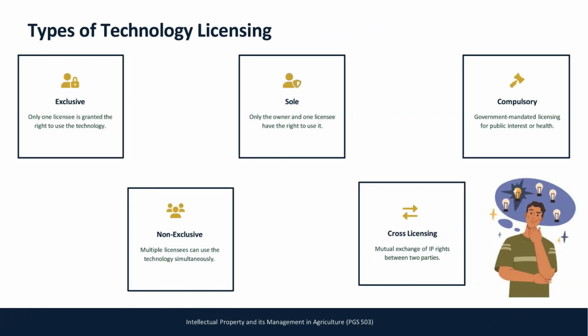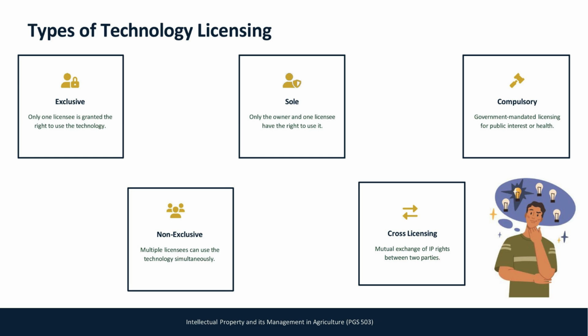Now, let us discuss the types of technology licensing. The first type is exclusive. Only one licensee is granted the right to use the technology. Here, no other organization receives the same licensing rights. The next type is non-exclusive. Multiple licensees can use the technology simultaneously. This allows the technology to reach a wider market.